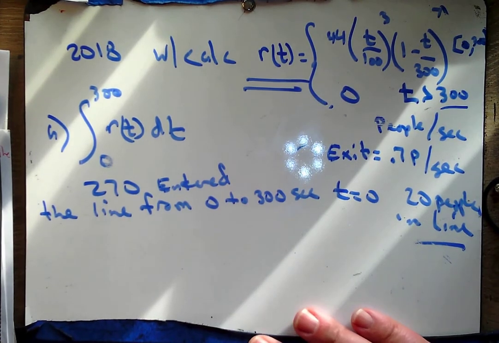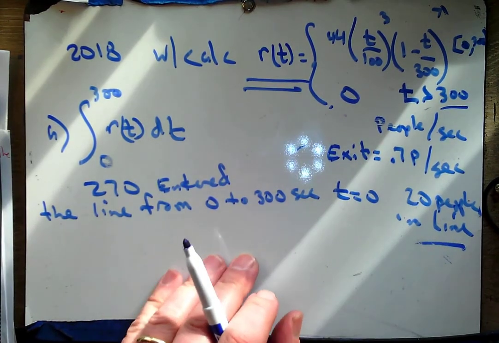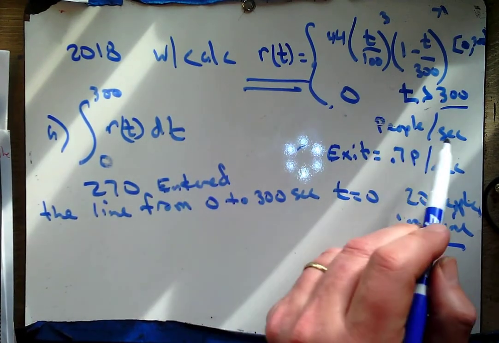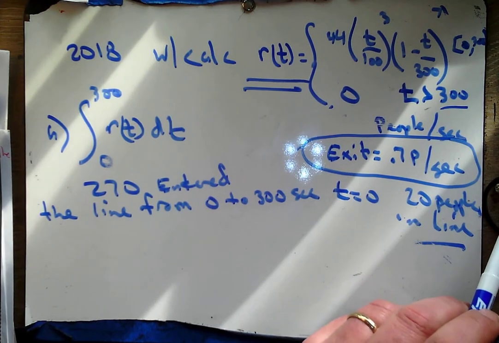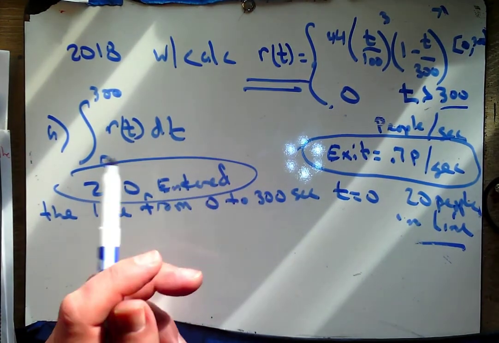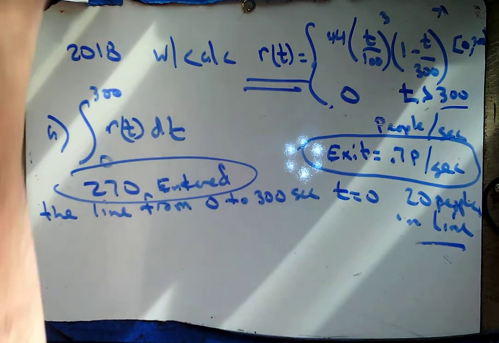How many people are in line at t equals 300? Well, wait a moment. So we've got two things going on here, remember. We've got people exiting the line, and we've got people entering the line. And what we're trying to figure out is how many people are in line at t equals 300.